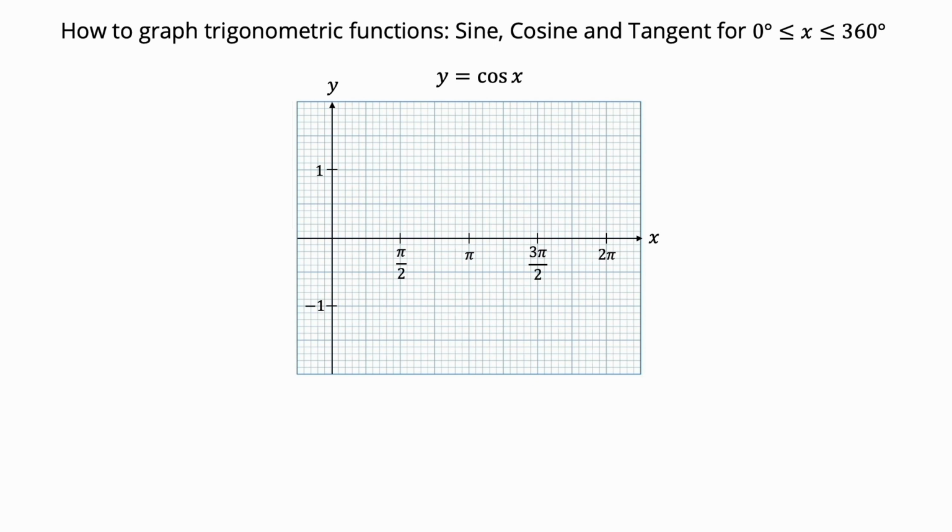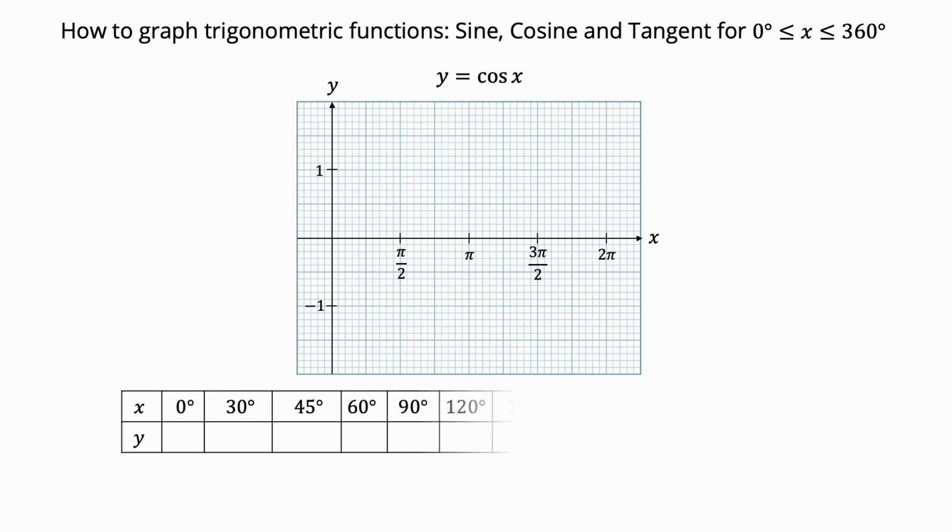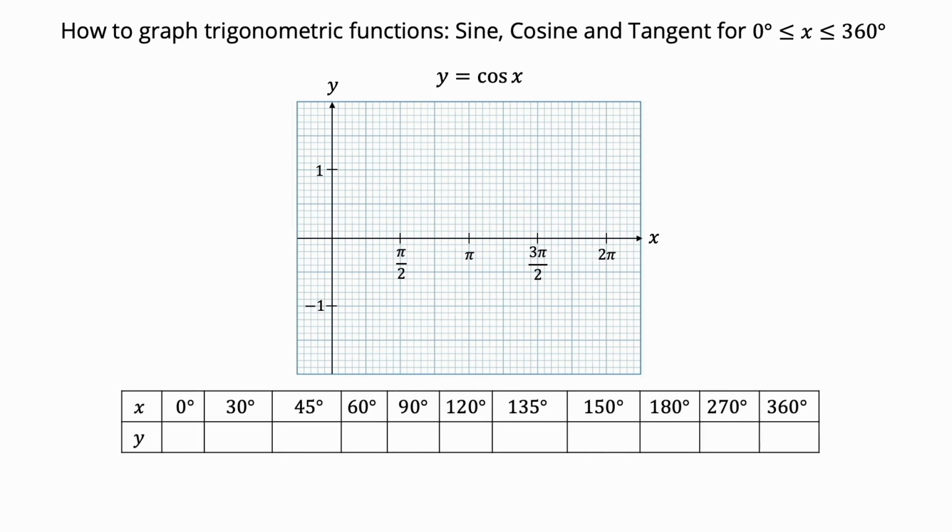For the graph of the cosine function, we use a table of values to plot selected points between 0 degrees and 360 degrees. When x equals 0 degrees, cos x equals 1. Plot the point at 0, 1. As we increase x to 90 degrees, cos x decreases to 0.